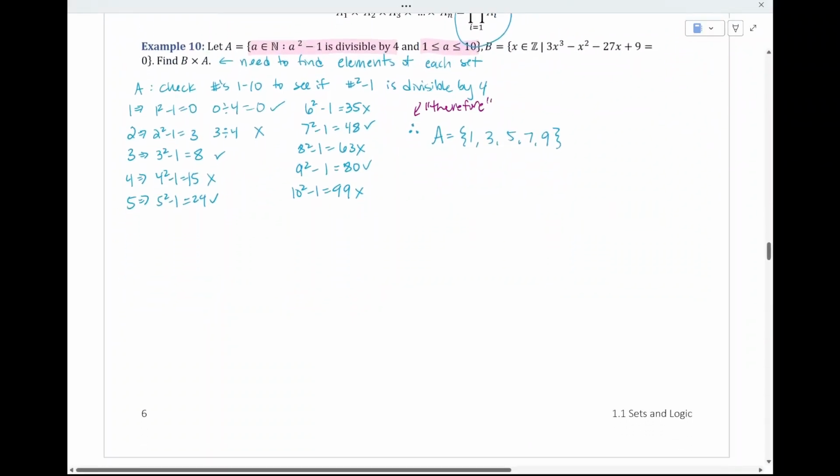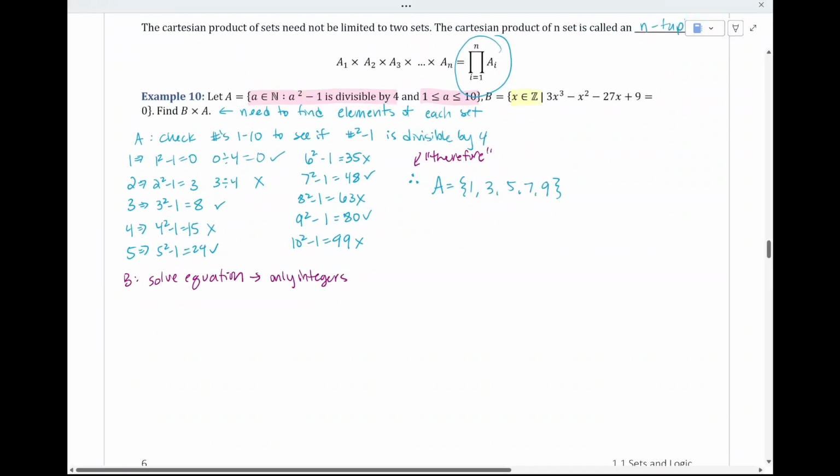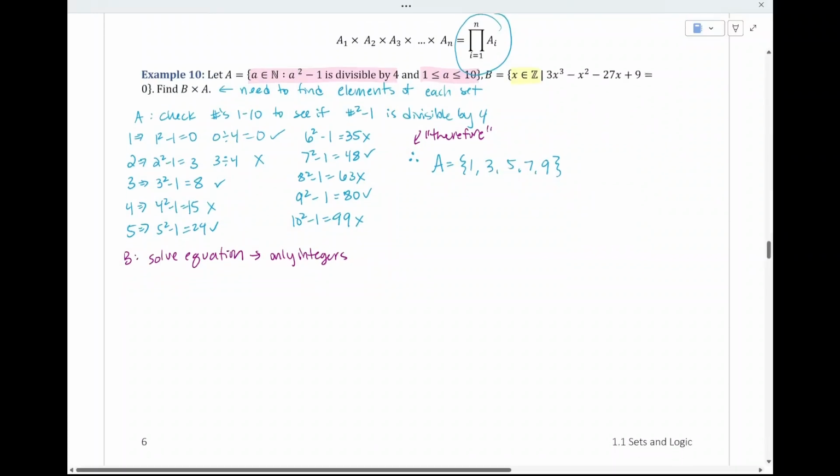So now I'm ready to look at B. For B, I want to solve the equation, and then for my answer, I want to include only integers. So if there are any fractions, I don't want to include those. I'm only including integers because it's telling me that the x's are elements of the set Z, which are the integers. So that means no fractions.